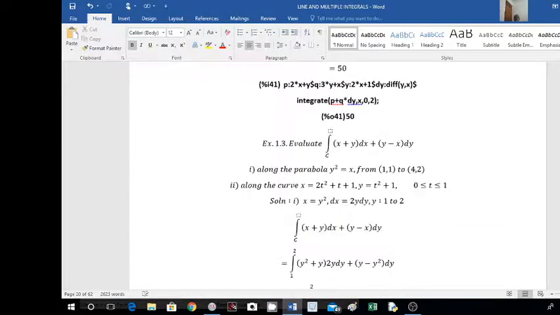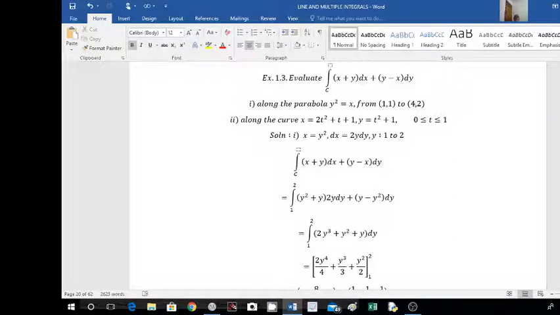This is one. Okay, next one. The second one is along the curve x equals 2t squared plus t plus 1 and y equals t squared plus 1, where t ranges from 0 to 1. What we need to do here is replace x by 2t squared plus t plus 1, replace y by t squared plus 1, and differentiate with respect to t.